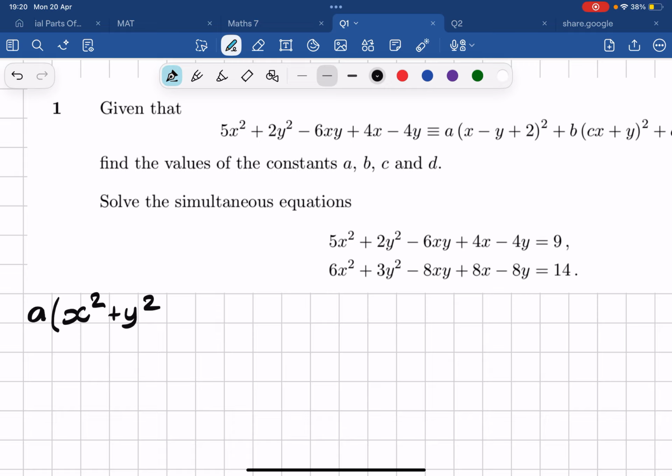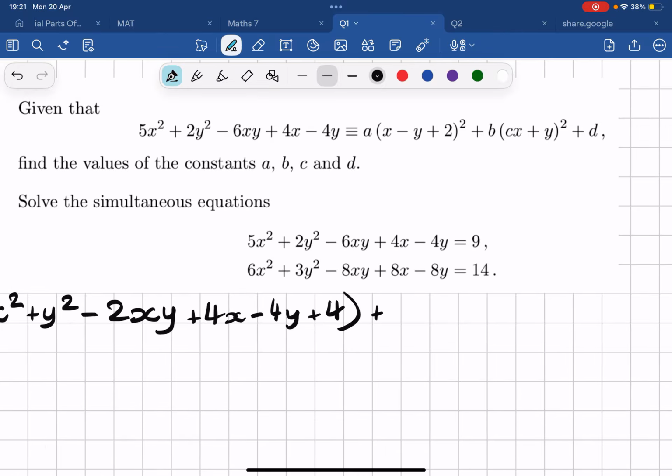If we're expanding the right hand side, we have x squared plus y squared, and then there'll be an xy term, which will be minus 2xy, and then we'll have an x term, which will be plus 4x, 2 times x, and that happens twice. For the y we'll have minus 4y, and for the 2 we'll have just 2 squared, so that's 4. And then for the second bracket we'll have c squared x squared plus 2cxy plus y squared, and plus d.